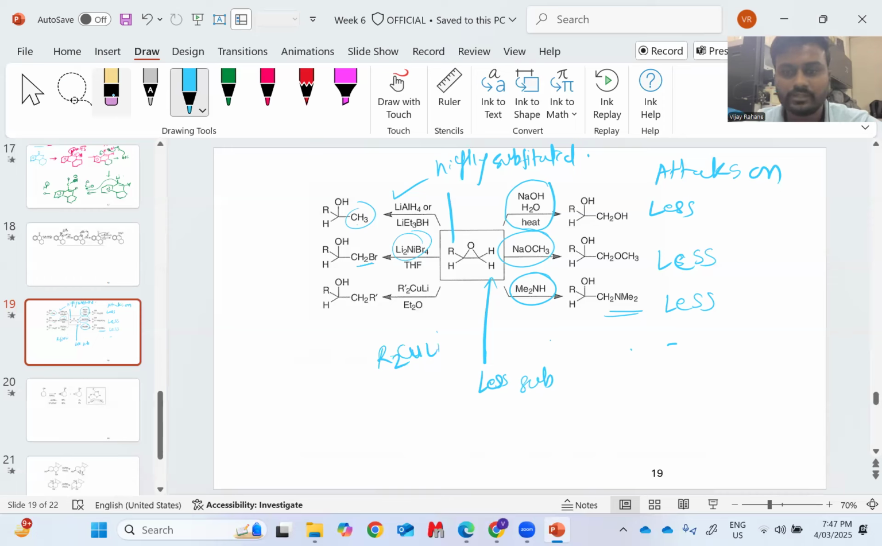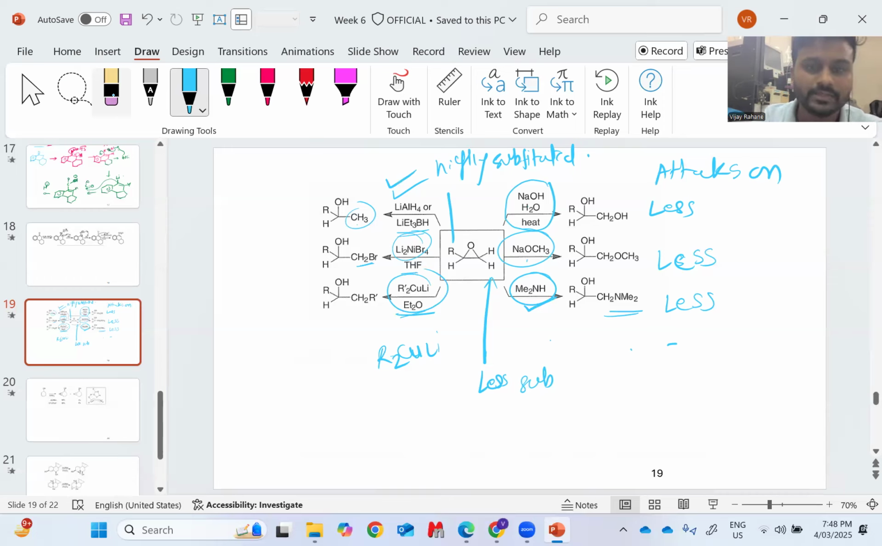So preferably, if you add such reagents, the attack always takes place from the less substituted side of the epoxide. You have seen the addition of NaOH as well as methoxide or dimethylamine, or lithium aluminum hydride or lithium triethylborohydride, Et3BH, both give hydride transfer from the less substituted side. So in this case, with the reagents that I have given, the attack always takes place on the less substituted side of the epoxide.